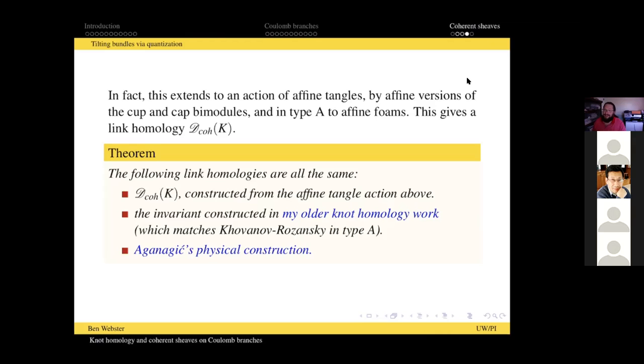It's the same as the older link homology work I had done in the plane, and it's also the same as this Aganagic story. So it shows that what Aganagic is doing is constructing the same link invariants as my older construction, and thus the same as Rozansky's, the same as all of these other different constructions in type A.